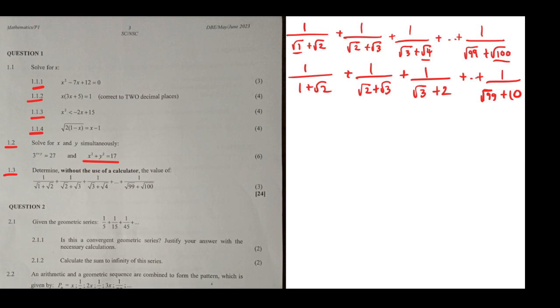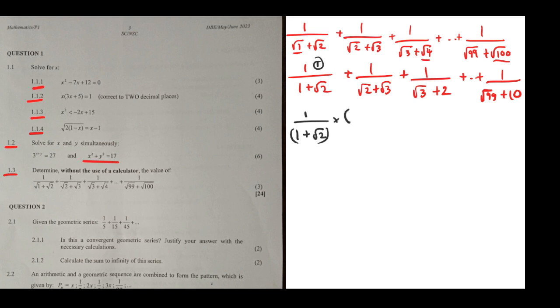Now, the trick here is you need to rationalize. That's just the only trick. Rationalize each problem. So let's say this is number 1, right, which is 1 over 1 plus the root of 2. So we rationalize this. How do we rationalize?